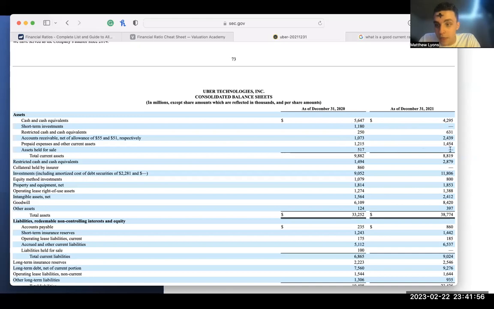Assets held for sale, that went out the door. So it looks here just off the data alone, assets held for sale, that went up a little bit. Prepaid expenses, that went up. That's kind of interesting. Accounts receivable, that went up. So this is interesting to me. It looks like Uber is selling a lot. They're trying to liquidate. From what I can tell, they're looking for cash. They're trying to get cash.